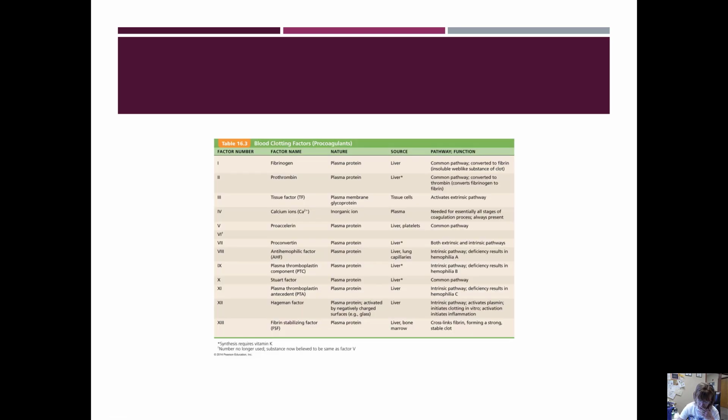This slide just gives you the names of the different factors and where they come from. You can see they're all plasma proteins, and what is their source? Primarily their source is the liver, and then what pathway they're involved with and their functions there.